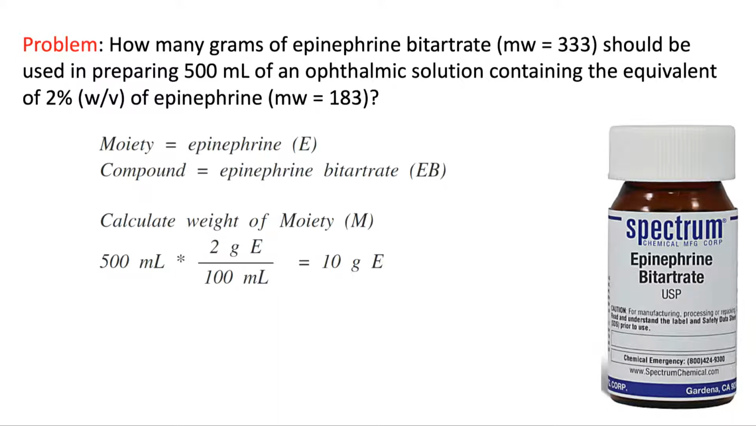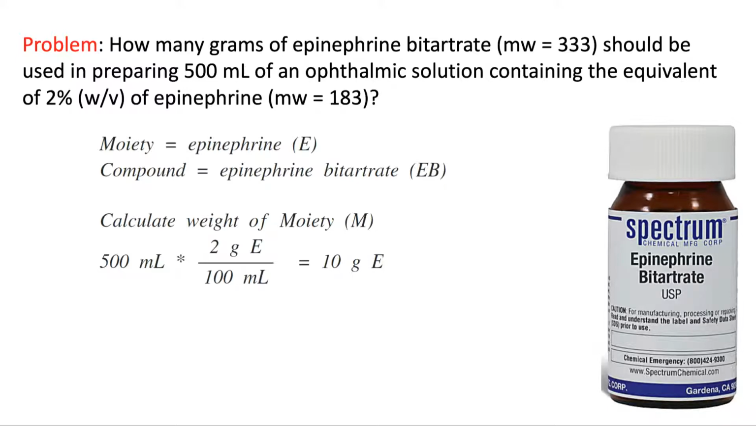So let's take 500 mils times its concentration, and 2% weight per volume means 2 grams of epinephrine for every 100 milliliters of this solution. So if we multiply that out, 500 times 2 grams divided by 100 milliliters, milliliters cancel, and we see that to prepare this ophthalmic solution, we need 10 grams of the moiety epinephrine.